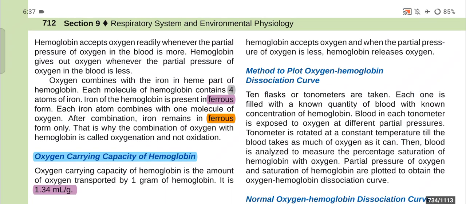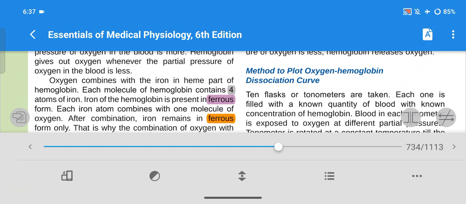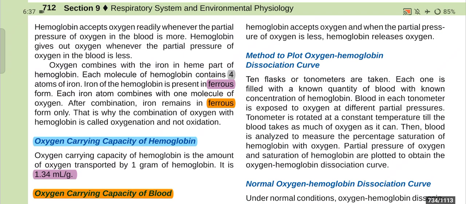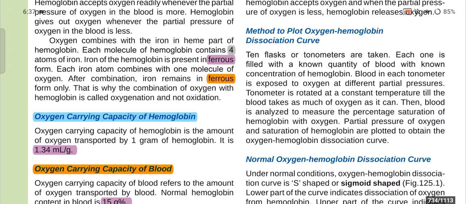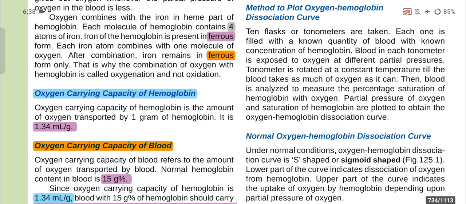Now, the method to plot the oxygen hemoglobin dissociation curve. 10 flasks or tonometers are taken, and each one is filled with a known quantity of blood with known concentration of hemoglobin. Now, blood in each tonometer is exposed to oxygen at different partial pressures, and the tonometer is rotated at a constant temperature till the blood takes as much oxygen as it can. Then the blood is analyzed to measure the percentage saturation of the hemoglobin with oxygen. Partial pressure of oxygen and saturation of hemoglobin are plotted to obtain the graph of the oxygen hemoglobin dissociation curve.